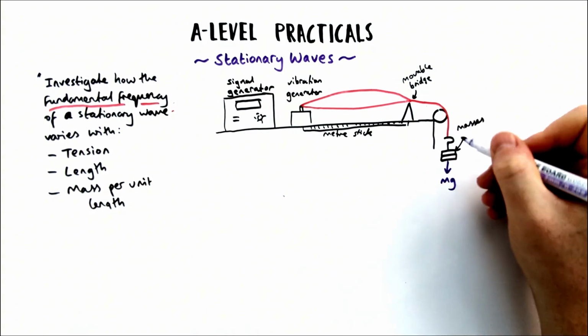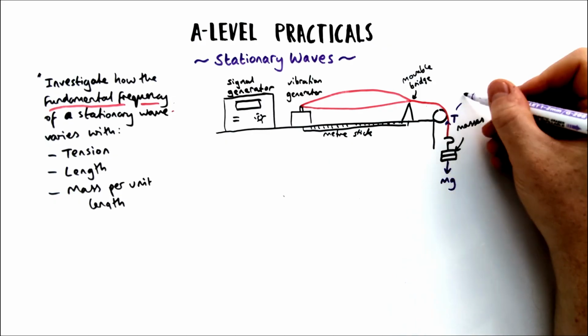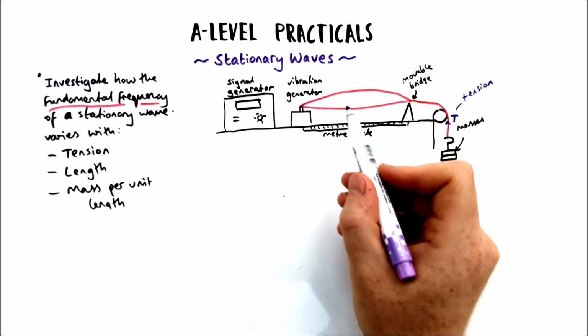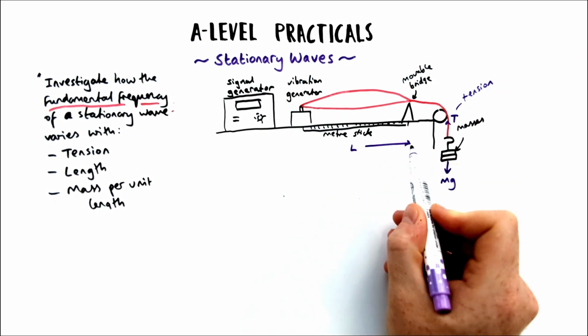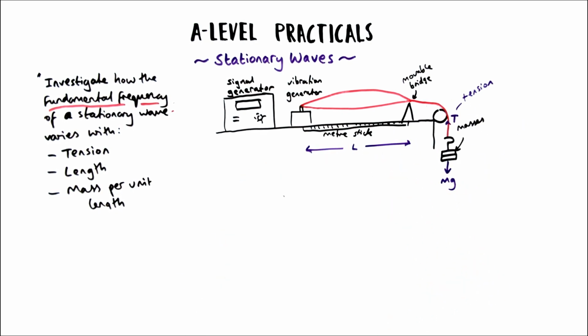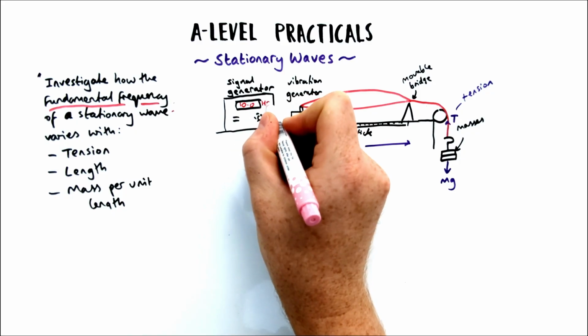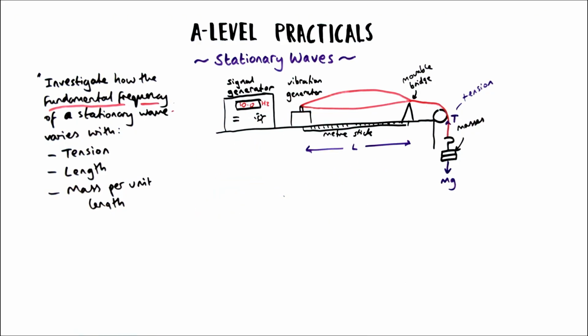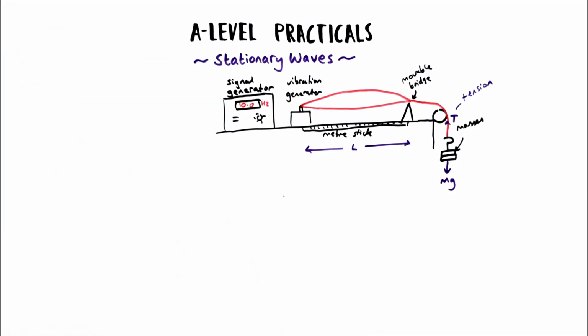Tension is a force, and the force that's going downwards is weight, mg, with T being tension pointing upwards. L is the distance between the vibration generator, where the string starts, and the movable bridge. And the signal generator will have a frequency on it, which indicates how many times per second the wave is travelling from left to right.